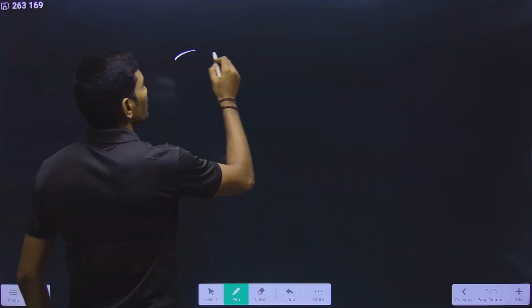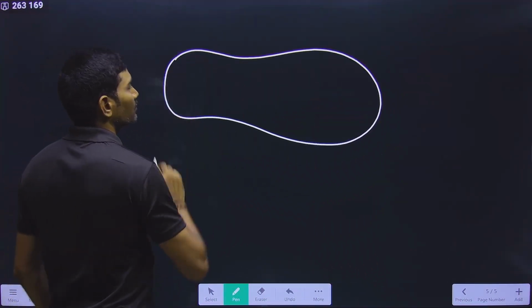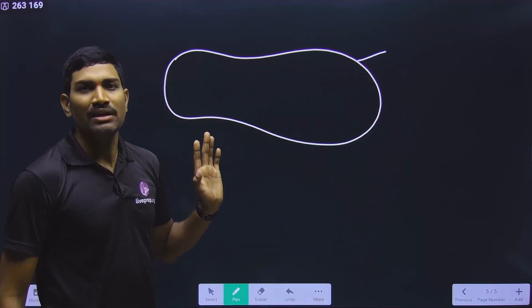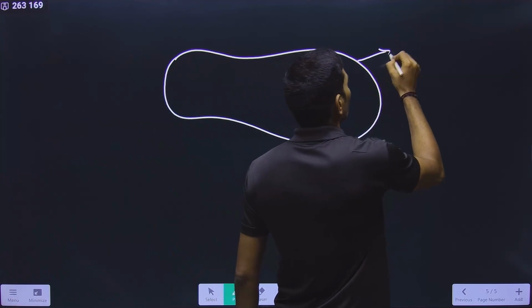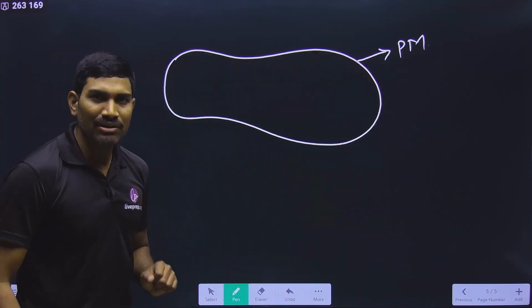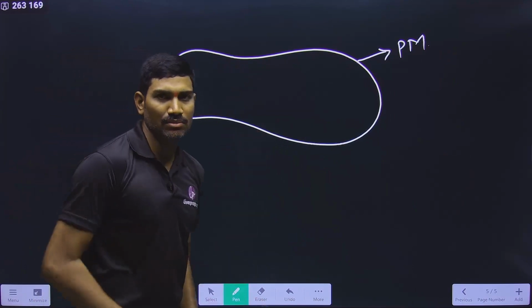Observe carefully. Suppose this is the human RBC. The human RBC is an animal cell. For the animal cell, the outermost layer will be the plasma membrane. Yes or no? And what is our aim? Our aim is to study the plasma membrane.